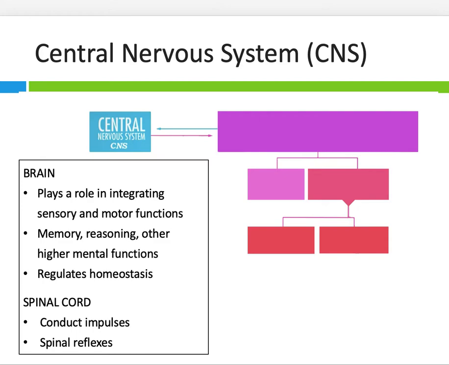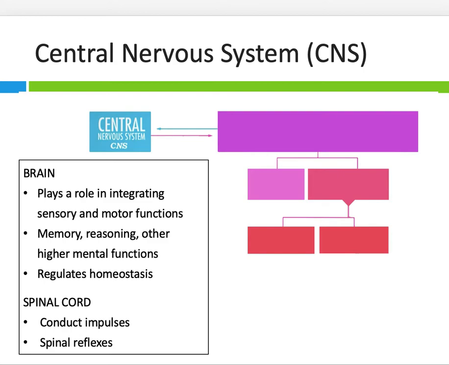The central nervous system includes the brain and the spinal cord. The brain plays a role in integrating the sensory and motor functions of the body. It also is responsible for higher mental functions like memory, thinking, and reasoning, and it regulates homeostasis.